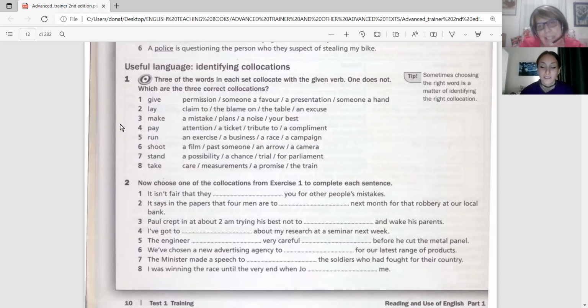Si dice anche set the table, ma è un po' più americano. Lay the table è proprio British. E quando sparecchi, clear the table.